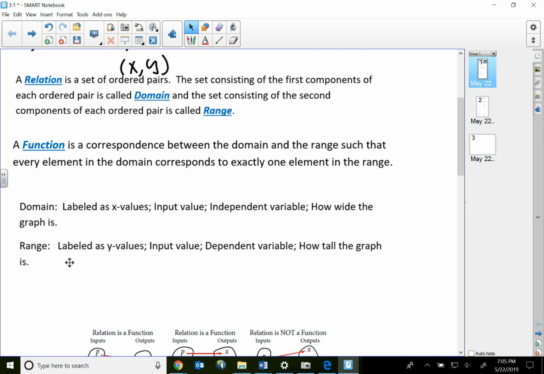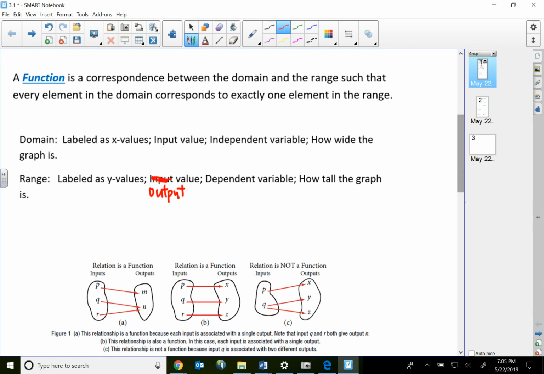Range, we normally label as y values. It's actually considered an output value. Sorry, that was a little mistake; this is an output value. So input x, output y value. That's why I put the wording side by side. Range is a dependent variable. The y values are dependent because the y value depends on what the x is. That's why x is considered independent. And in the graphing perspective, range is referring to how tall the graph is.